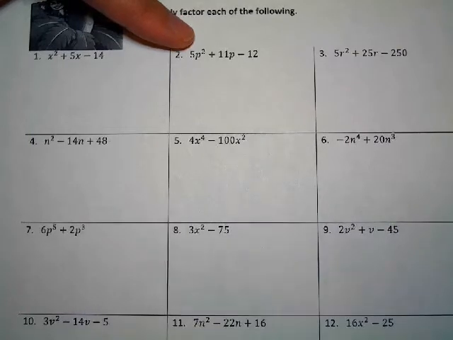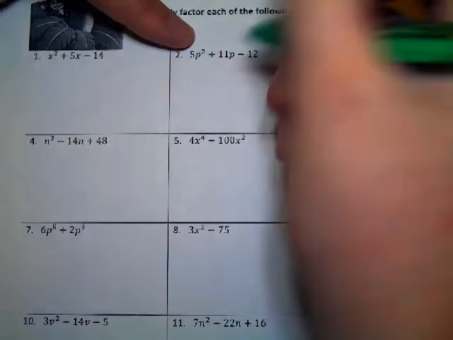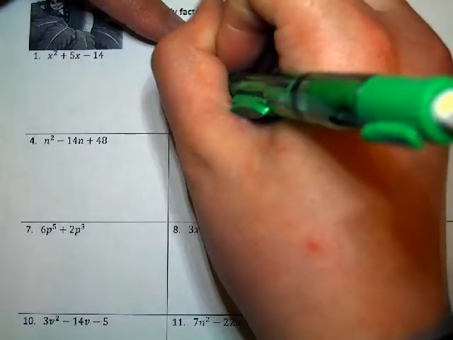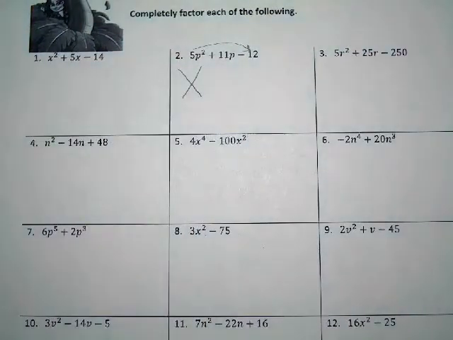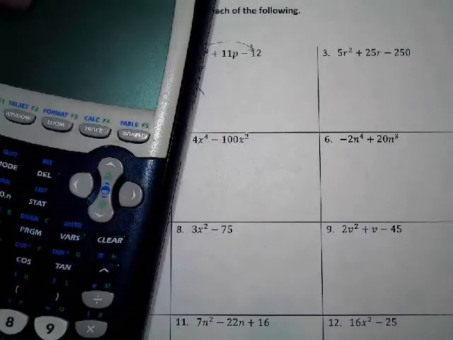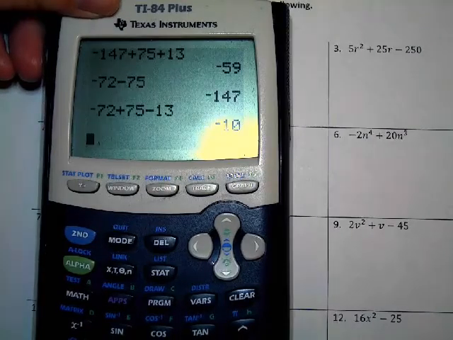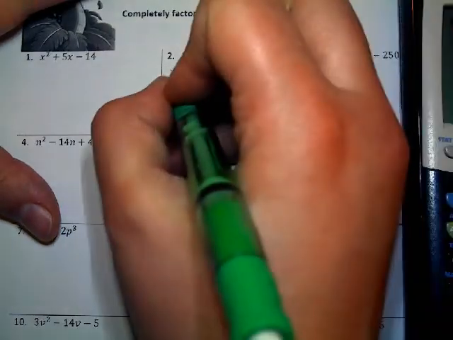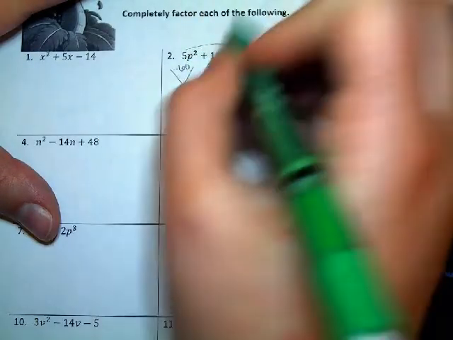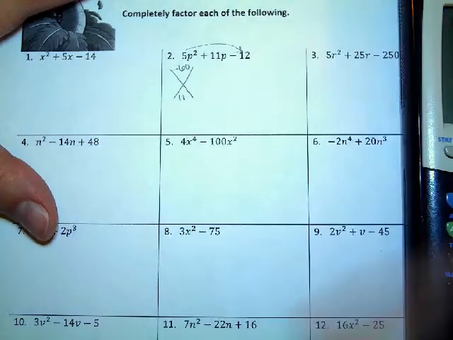Yeah, the number in front is not 1. It's got an actual number there. And the number in the front is not a GCF. So we're going to have to take the number in the front and multiply it by the -12. Today, having a calculator might be useful if you are rusty with some of your multiplying, dividing, that sort of thing. Okay, so 5 times -12 is -60. So we're looking for two numbers that multiply to -60 and add to 11.